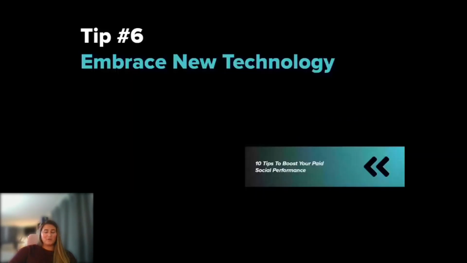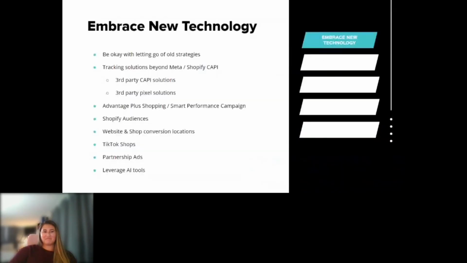Next tip here is for embracing new technology. One thing that I just want to put out there for this slide is really just being okay with letting go of your old strategies. We all know that frameworks are very helpful. We operate our entire agency off of frameworks of things that we learn from other brands, but you can't be stuck in your ways because that will come back to haunt you in the long run. So you need to be okay with pivoting from the old strategies. What you know used to work isn't always going to work, and you have to be okay with letting that go and trying out new things.